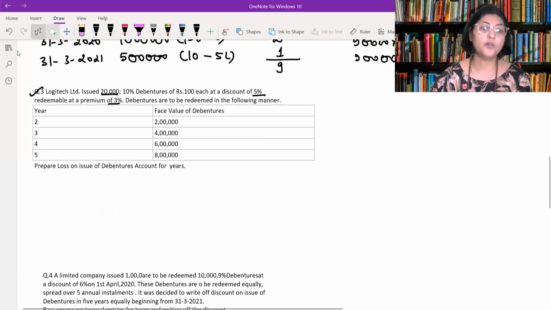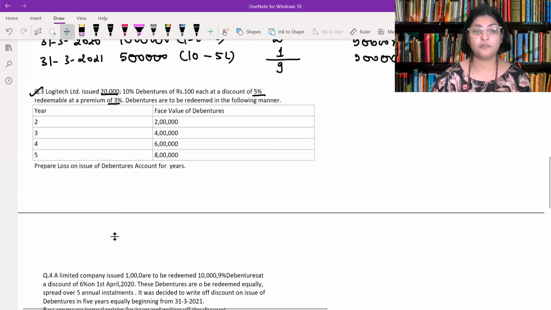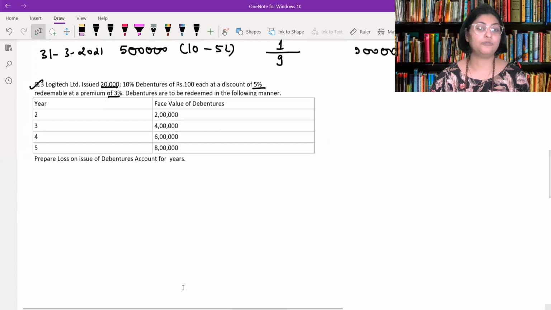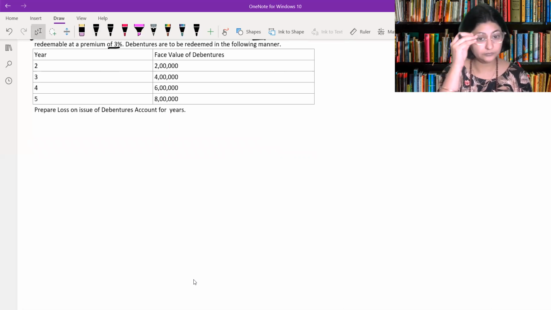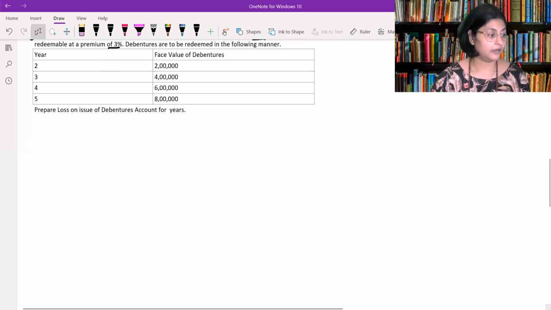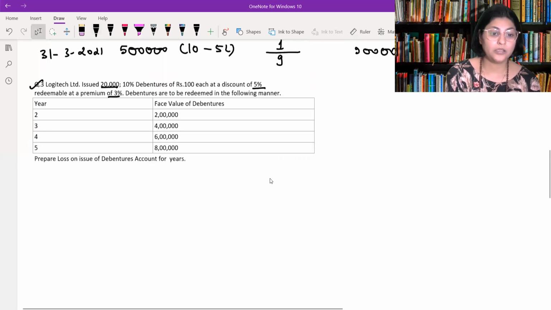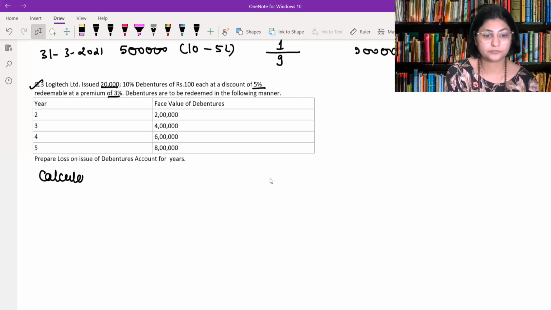But before we move ahead with preparation of the loss on issue of debenture account, we will first have to finish our calculation. So let us start doing the calculation. For the calculation, first of all, what are we going to do? We will calculate the amount which is to be written off as loss. Okay, so calculation of capital loss.